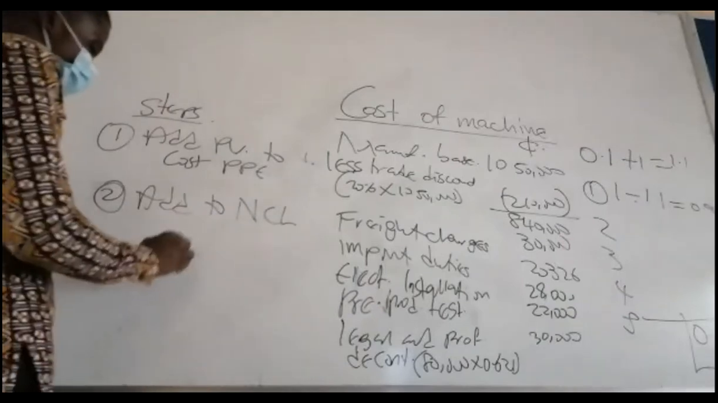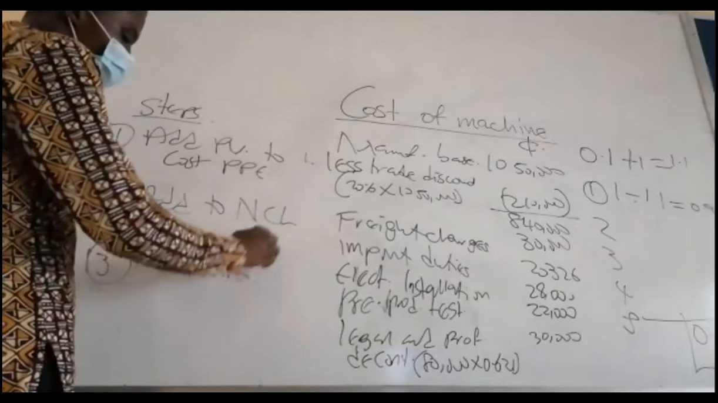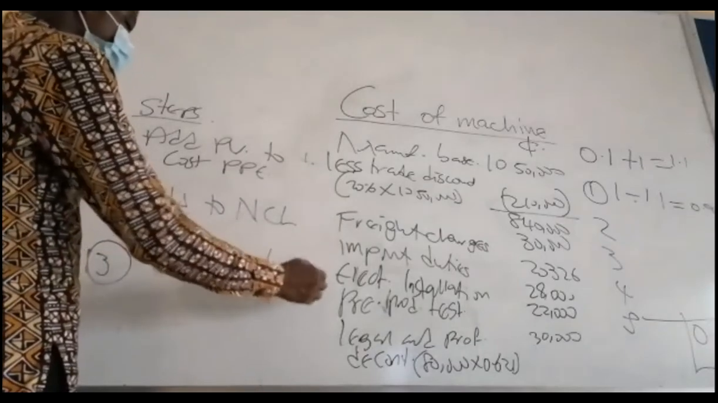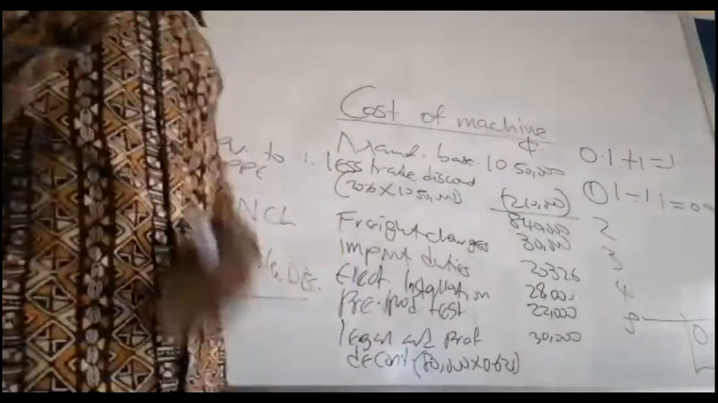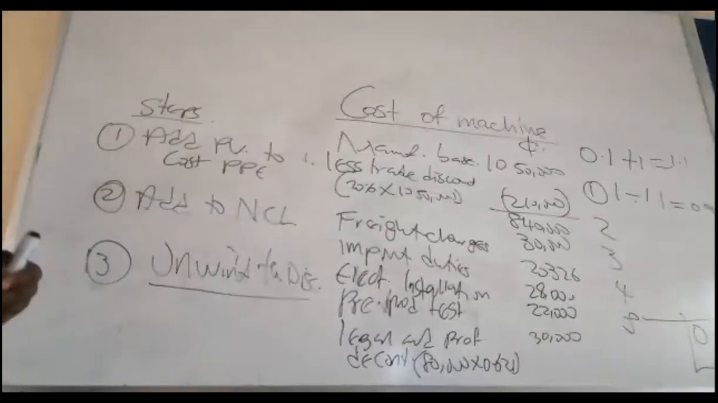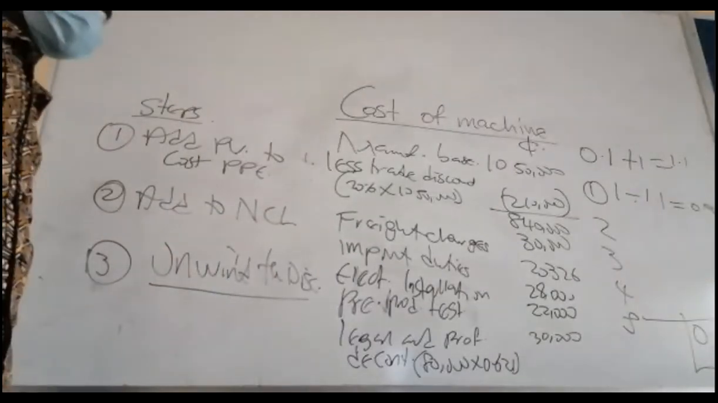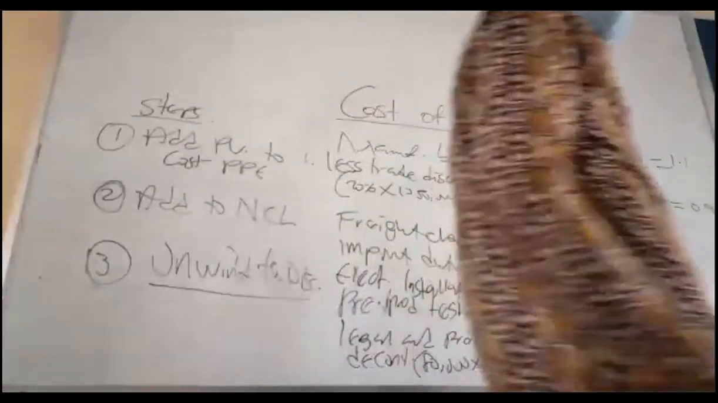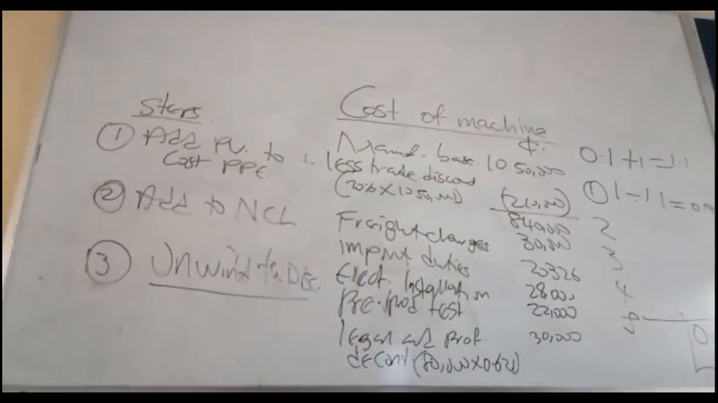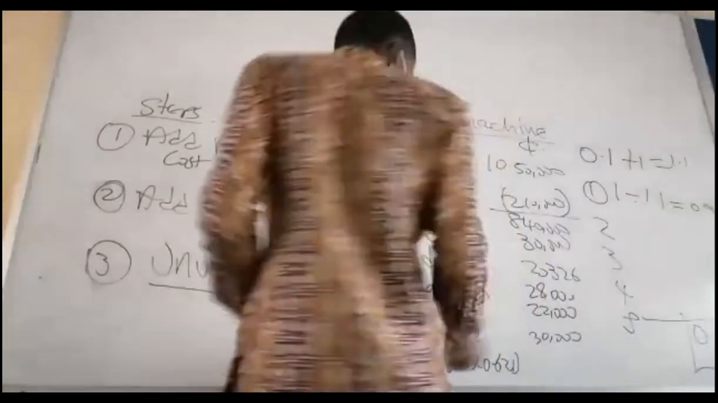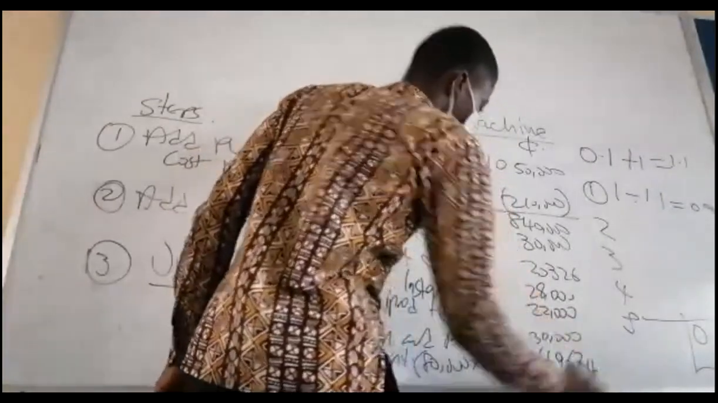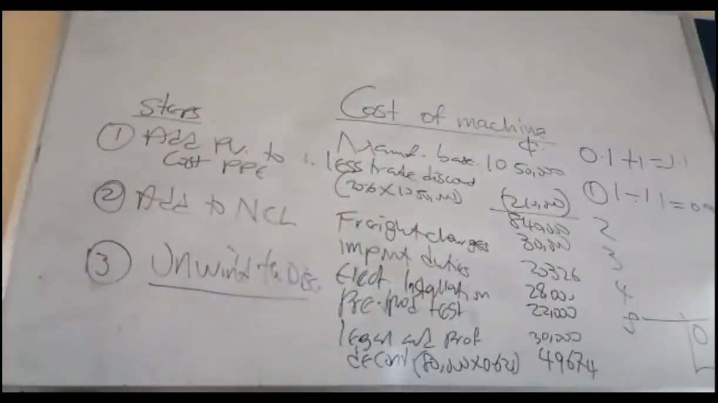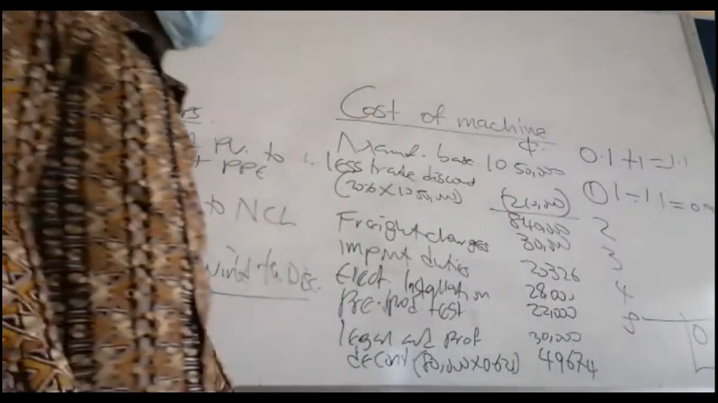Step 3, you unwind the discount. I call it increase in provision. What can you do to the present value so that at the end of the 5th year, it will go up to the 80,000? Please, what's the present value, friends online? If you have calculated it, you get 49,674. That is the present value of 80,000 payable in 5 years' time.